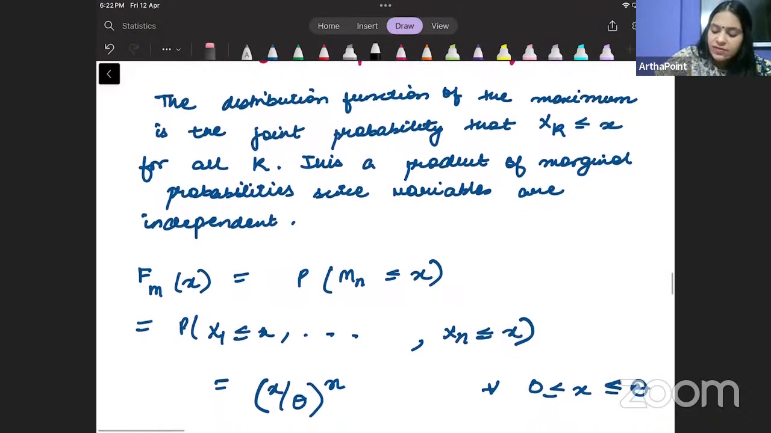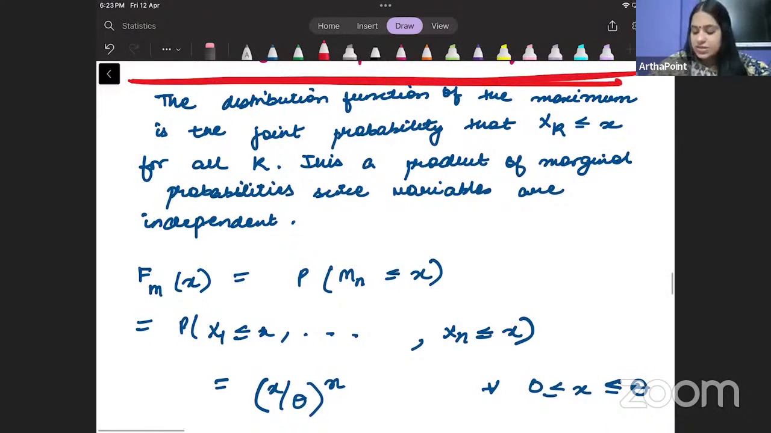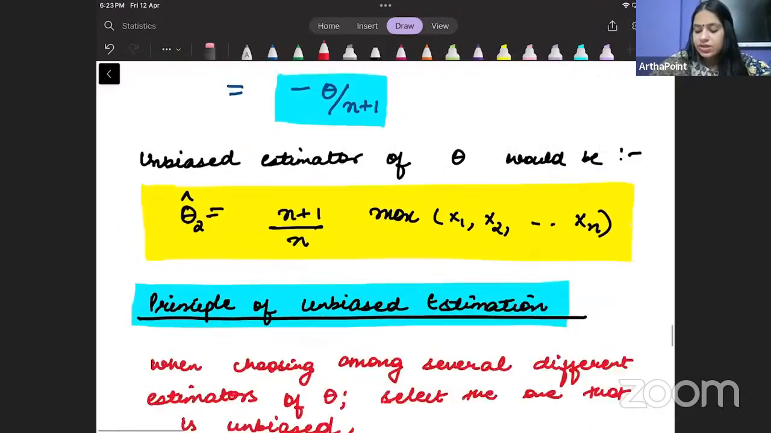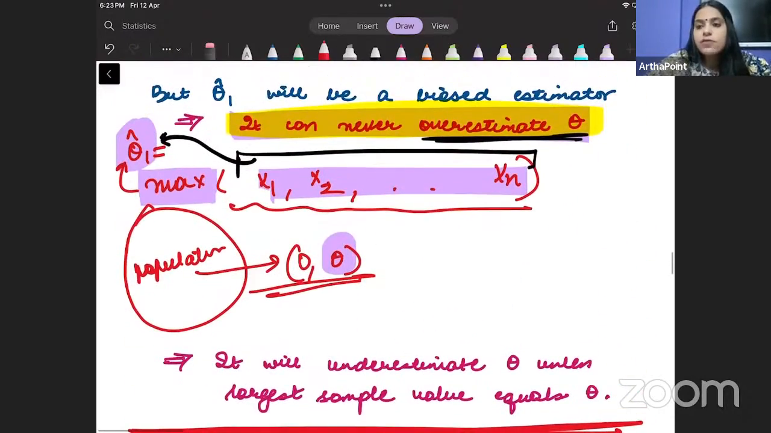Okay, beta. So I will stop this session for today right here, right? There is this formal proof that I will be doing in the next class, and then we will be talking about the principle of unbiased estimator and minimum variance. Okay, beta. Thank you.